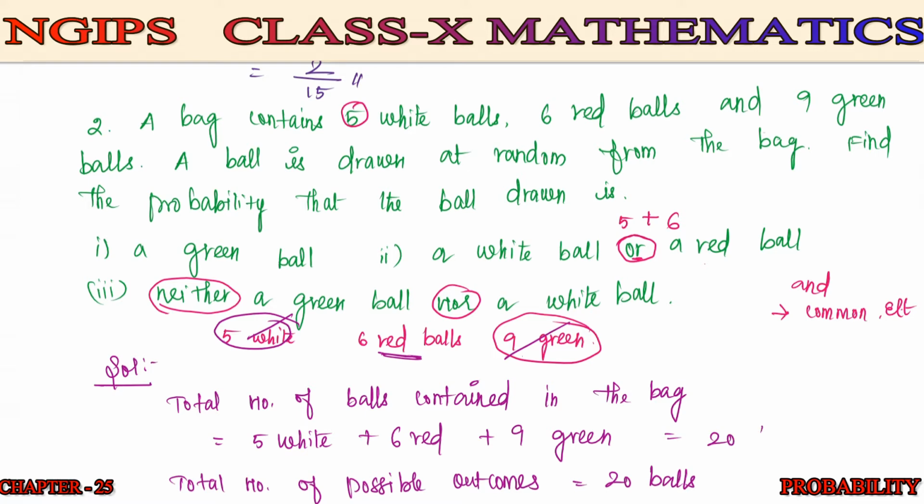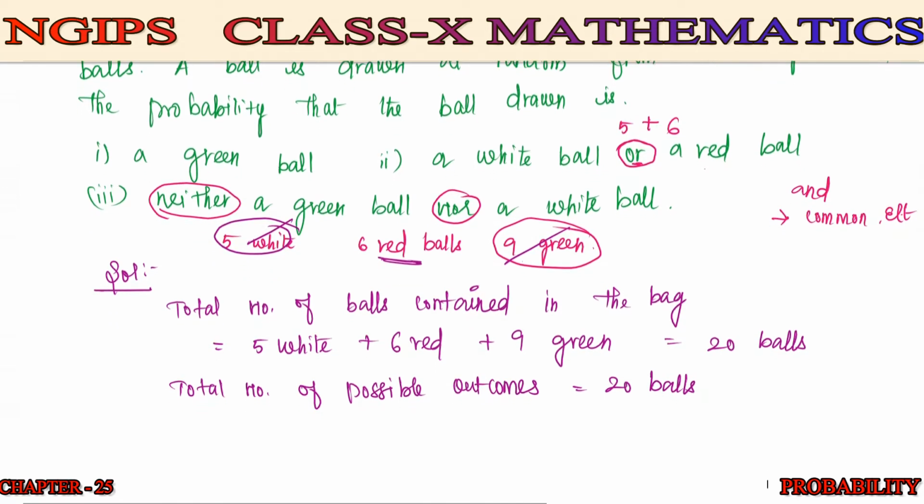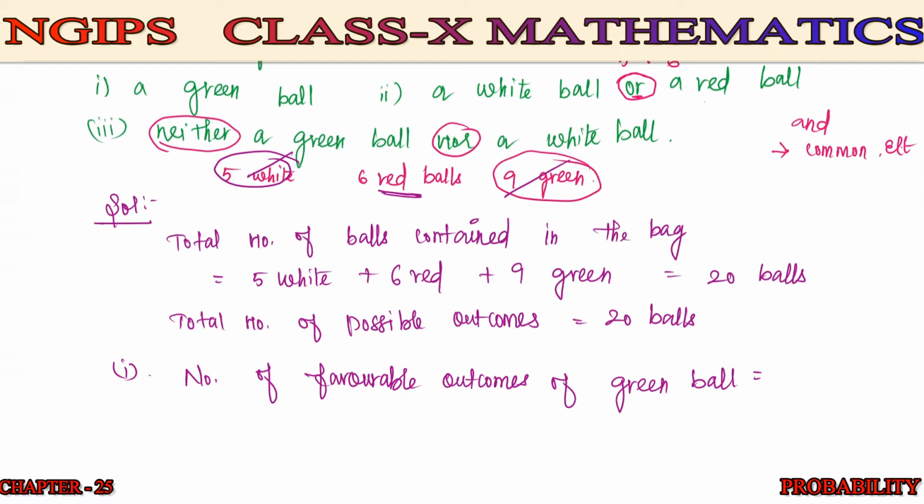Next, let me look at the sub questions. Here we have green balls. So in the first sub question, when it is a green ball, the number of favorable outcomes of a green ball is equal to, how many balls do we have here? Green ball, 9 green balls. So I can write here 9.